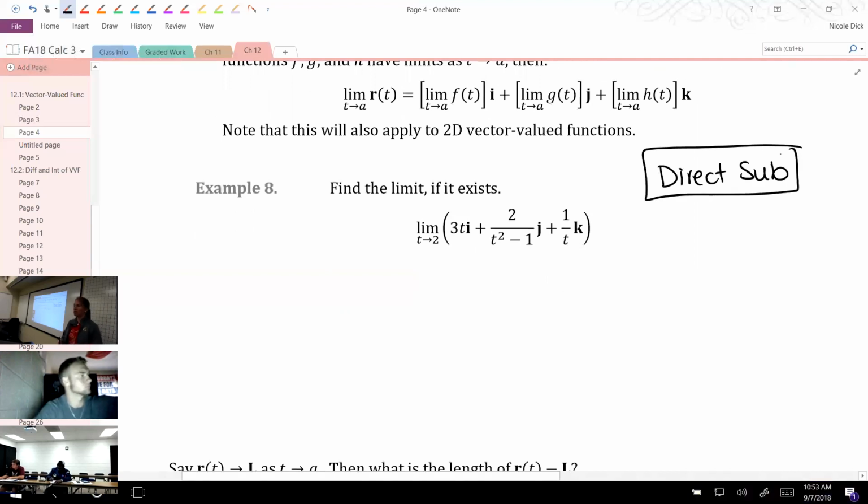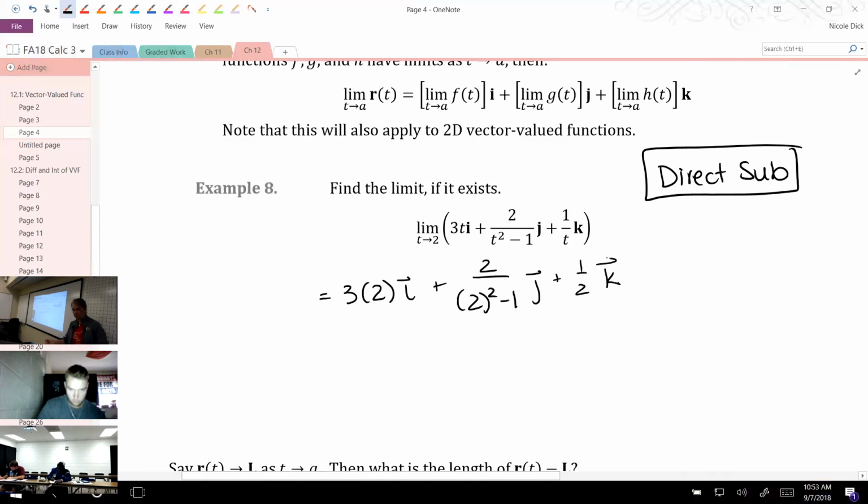So like I said, if we just go back and use direct substitution, that's the easiest way to do limits in Calc 1. It's the easiest way to do limits in Calc 3. Whether you want to do it as 3 separate pieces or you want to do it all at once, it doesn't matter. So we're going to have 3 times 2 in the i direction, plus 2 over 2 squared minus 1 in the j direction, plus 1 over 2 in the k. And as long as each of those is something you can evaluate, then we're done.